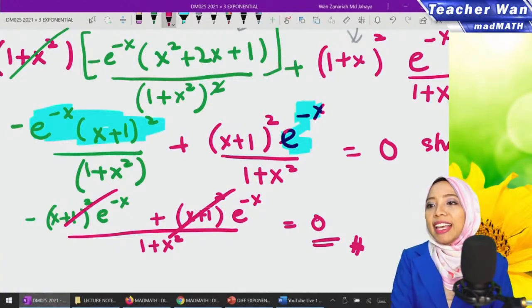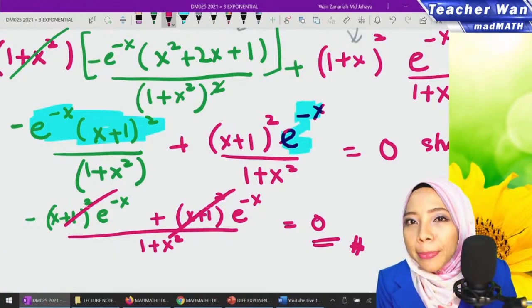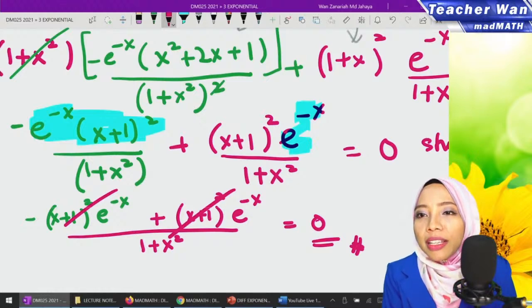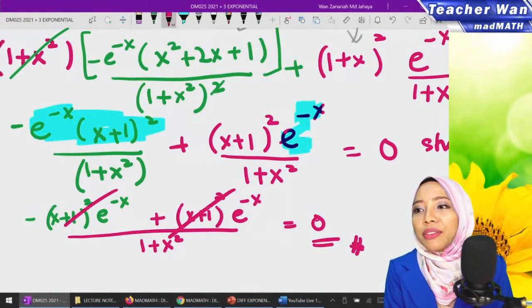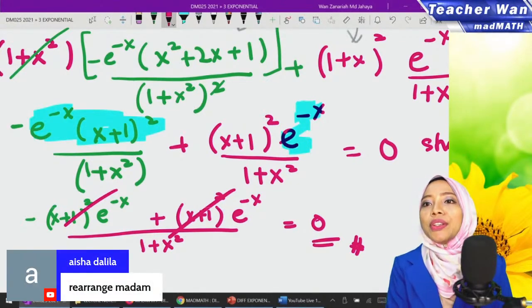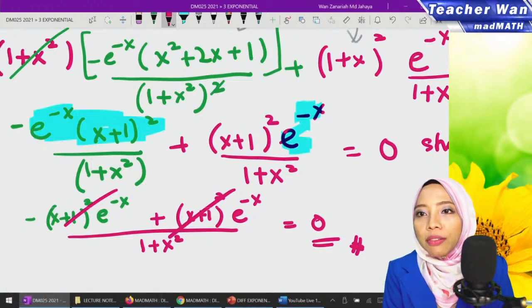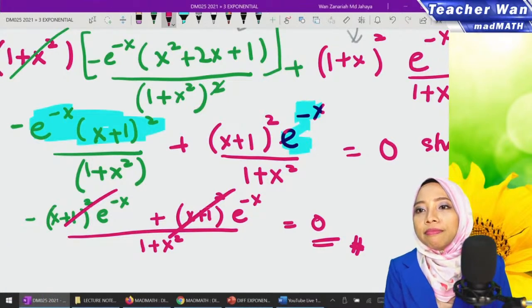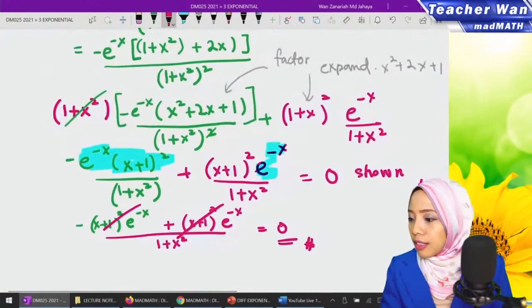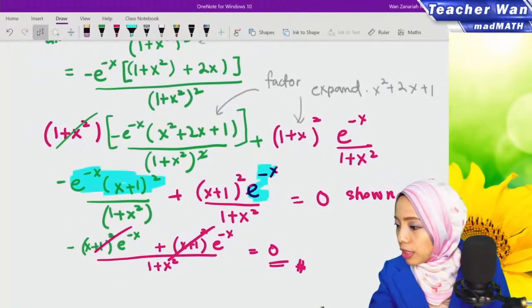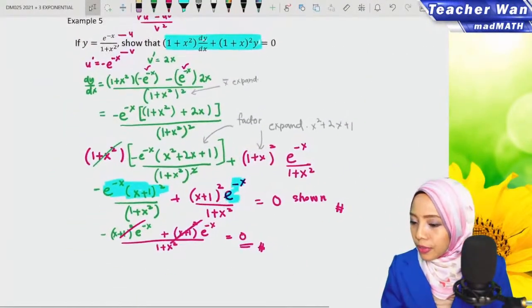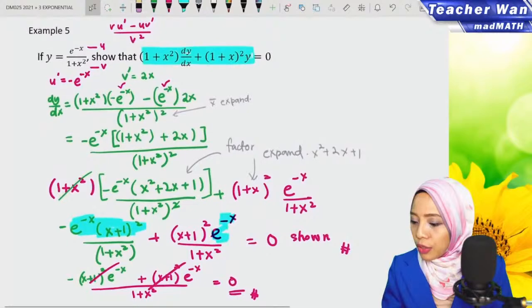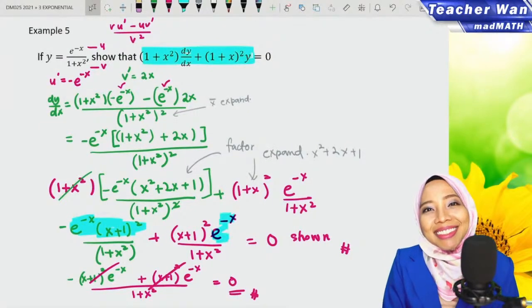Just rearrange. Yes, just rearrange. Okay, good that you asked the question so that I can zoom in. Yes, rearrange. Very good. Okay. So I think if you're good, we may proceed. This is the whole view. Okay, you can screenshot.